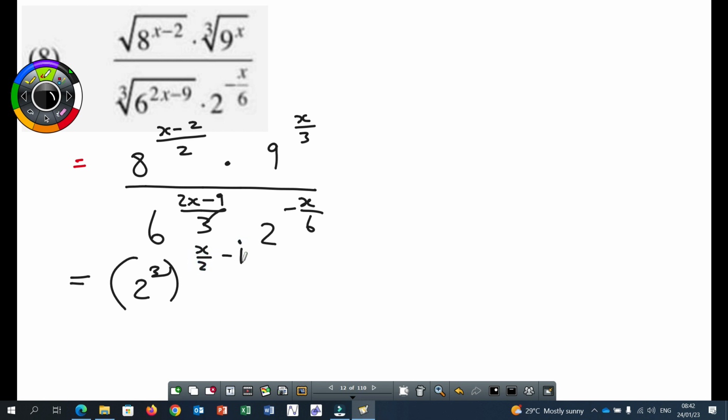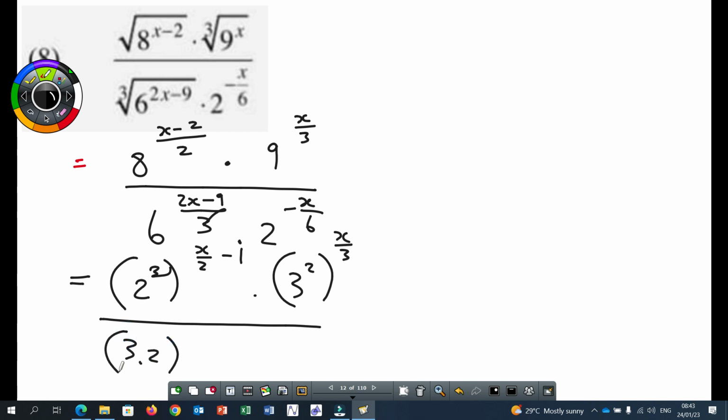Okay? Times 3 squared, all raised to the power of x over 3. This is all over the denominator. I'm going to have 3 times 2 raised to the power of 2 over 3x minus 3. Please be aware that your knowledge of fractions is very, very important now, more than last year, because when you are dealing with some questions on exponents, you have to be a master of working with algebraic fractions. So from here, I've got that.